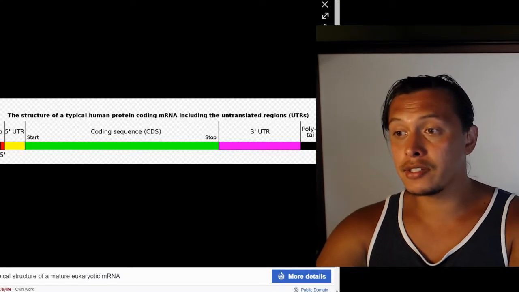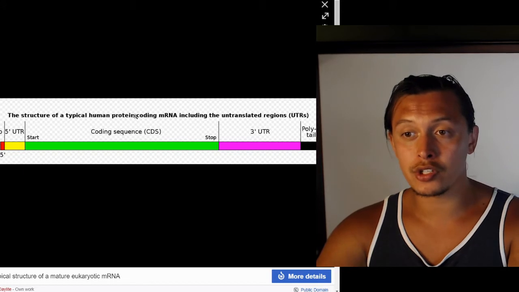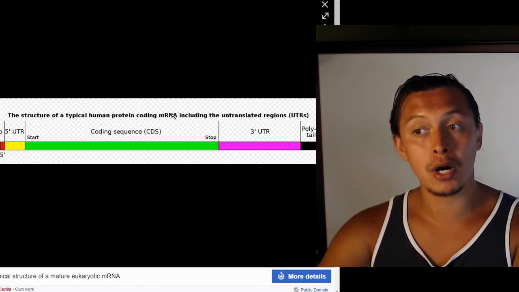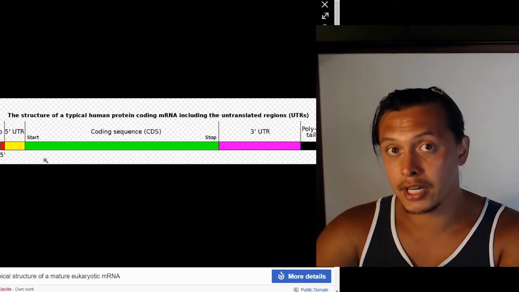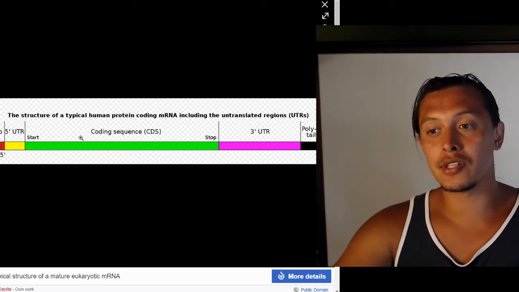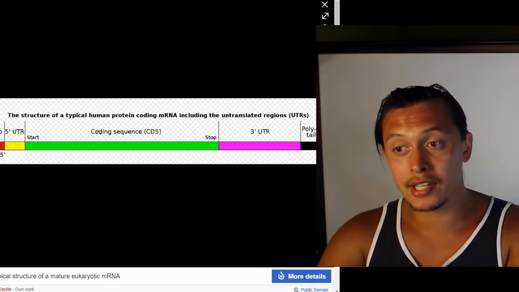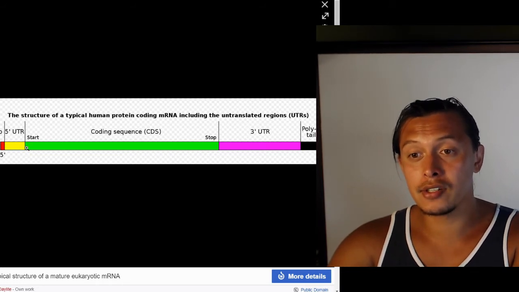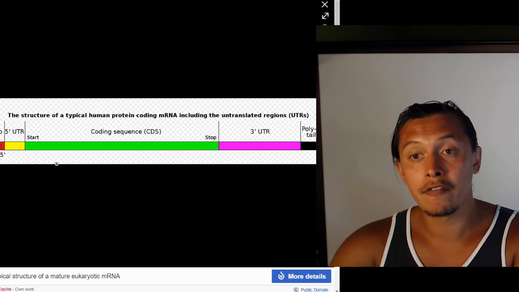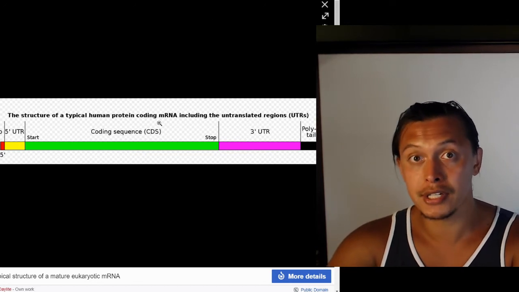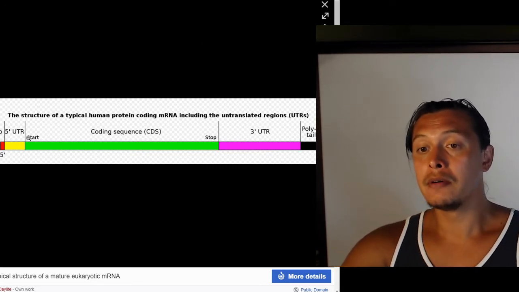So let me get an image of what's going on. This is an mRNA, the structure of a typical human protein-coding mRNA. And this mRNA's future is to become translated into a protein. In this coding sequence, from the start to the stop, this part is going to be translated from the mRNA into a final protein, right?